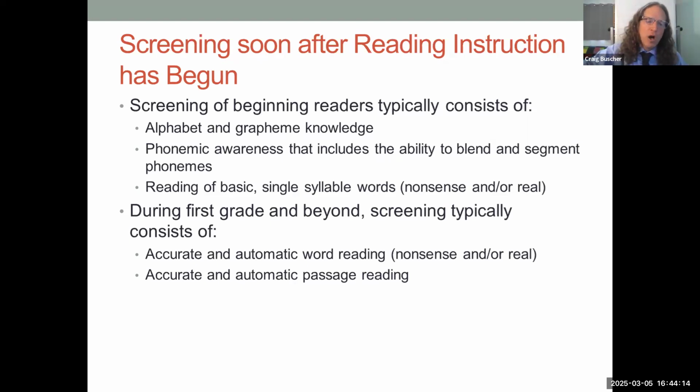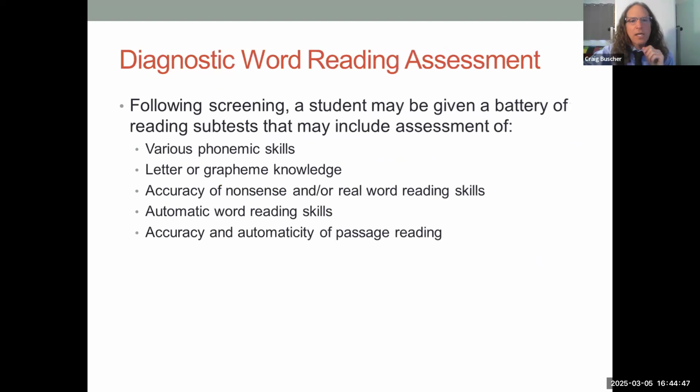Then as we continue on and students are going towards the end of first grade, second grade, third grade, the screening starts not to have as much of the alphabet or the phonemic. We just start looking at, are you an accurate and automatic word reader? And are you an accurate and automatic passage reader? And if the answer to that is no, then often we have to go a little bit deeper to see exactly what's going on with that child. So that's really raw on what a screening process looks like.